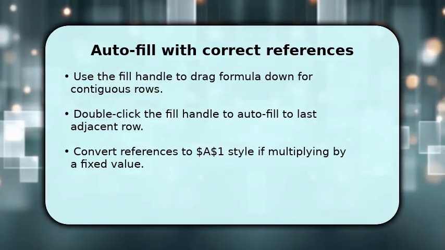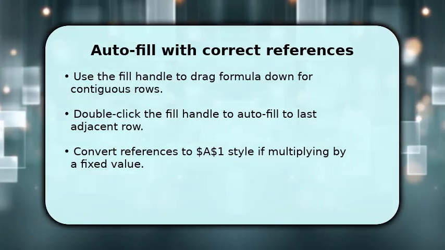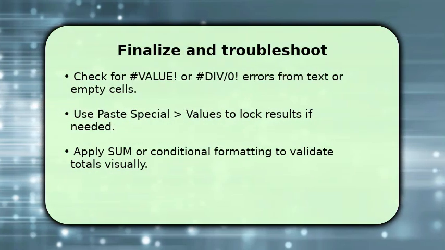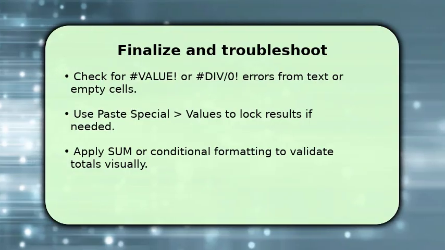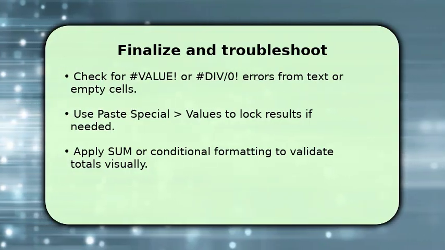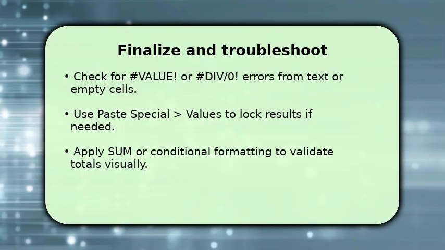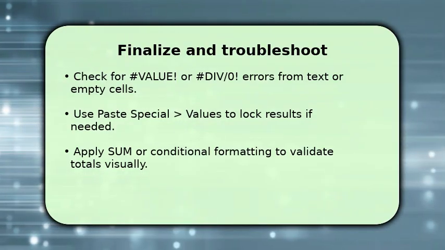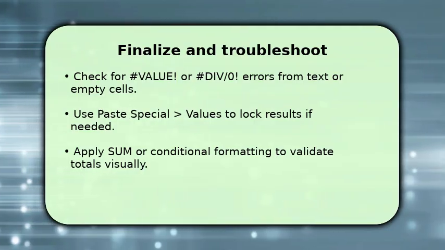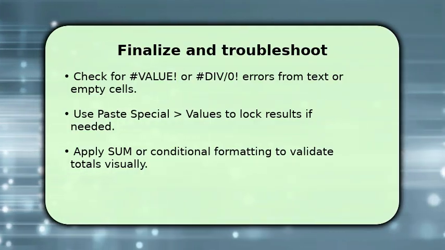This keeps the formula. Finish by reviewing results for errors and locking values if required. If you see a hash value, inspect cells for stray text, convert them to numbers, or use VALUE to coerce. Once values look right, select the result column, copy, then paste special values to replace formulas with numbers if you want fixed outcomes. Make sure to save a backup before mass changes.